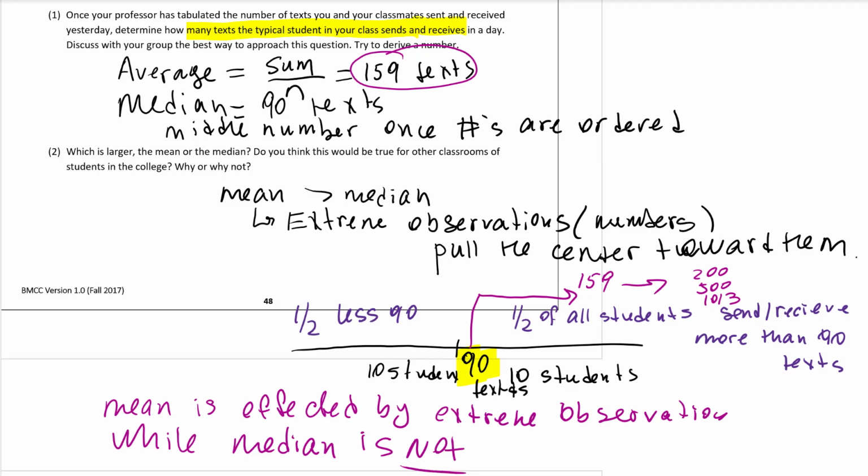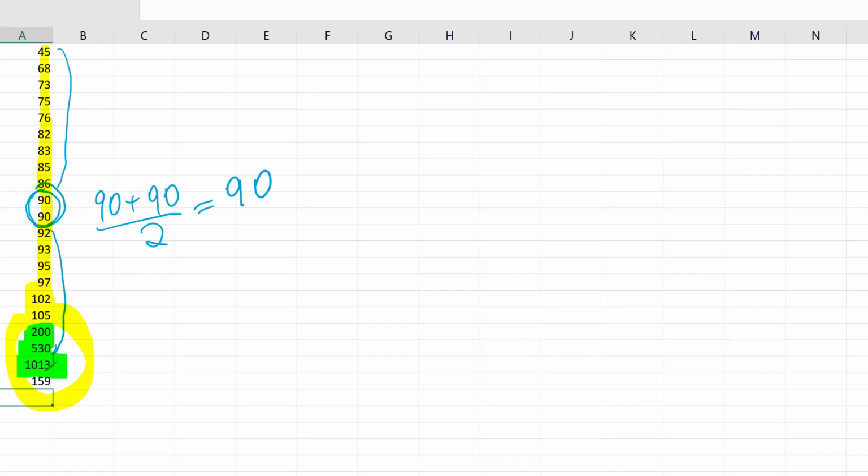All right, so the median, as you can see, is still 90, which, if you look at the data, you see the majority of the data is somewhere there. So the fact that we got an average of 159, this is way over here. So it doesn't really represent the class as well.